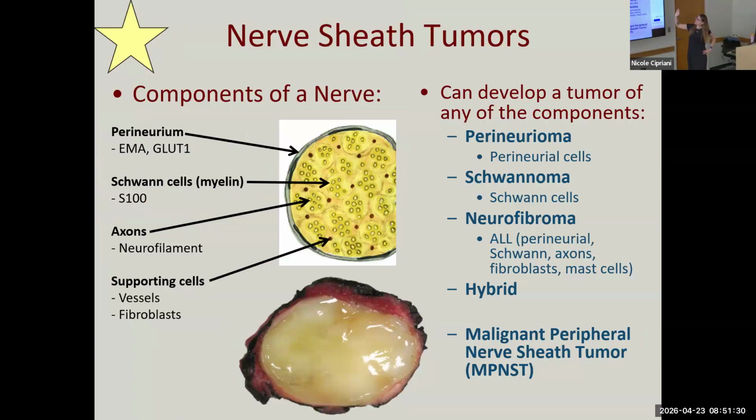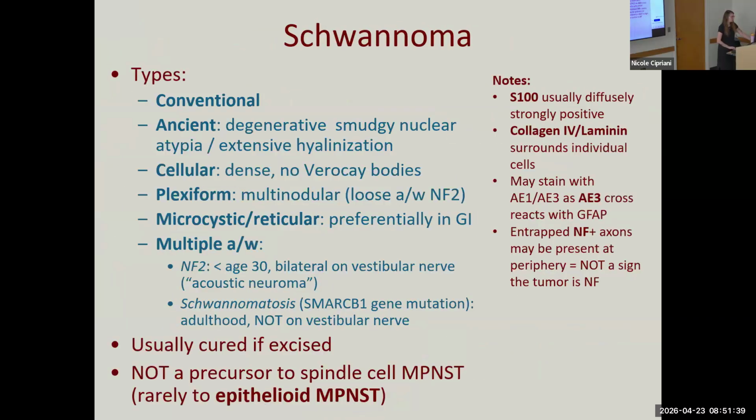So we've got perineural cells, we've got Schwann cells, we've got all of the supporting cells in between, like the fibroblasts, right? So when you're dealing with each of those cell types, you get different tumors. So Schwann cells only, of course, schwannoma, S100 diffusely positive. You can have variants: conventional, ancient, right, with smudgy atypia, cellular, which has no Verocay bodies, plexiform, which is multinodular and has an association with NF2, microcystic reticular schwannoma in the GI tract, multiple schwannomas associated with neurofibromatosis 2, right?